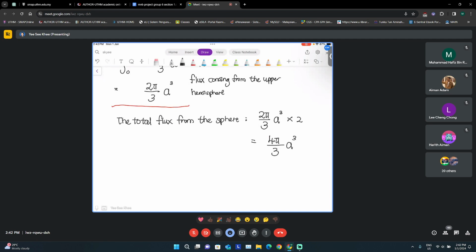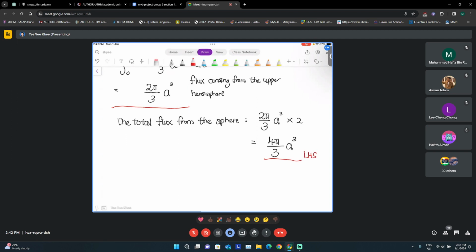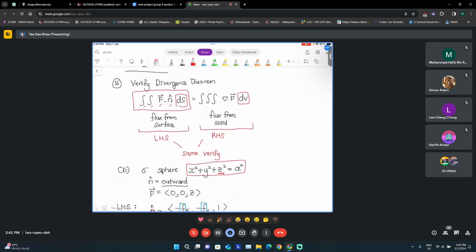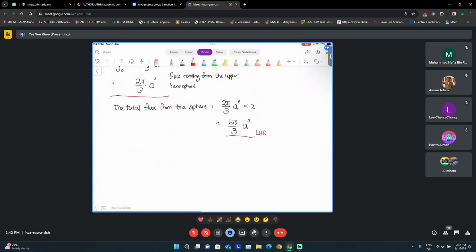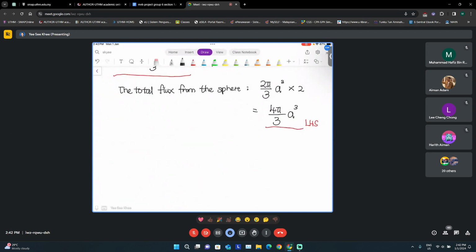Right. So we just complete the left hand side. Guys, this is just the left hand side. We haven't completed this question yet because we need to verify the right hand side. So let's do the right hand side. The equation is the divergence theorem. You have the del F and you have the dV.